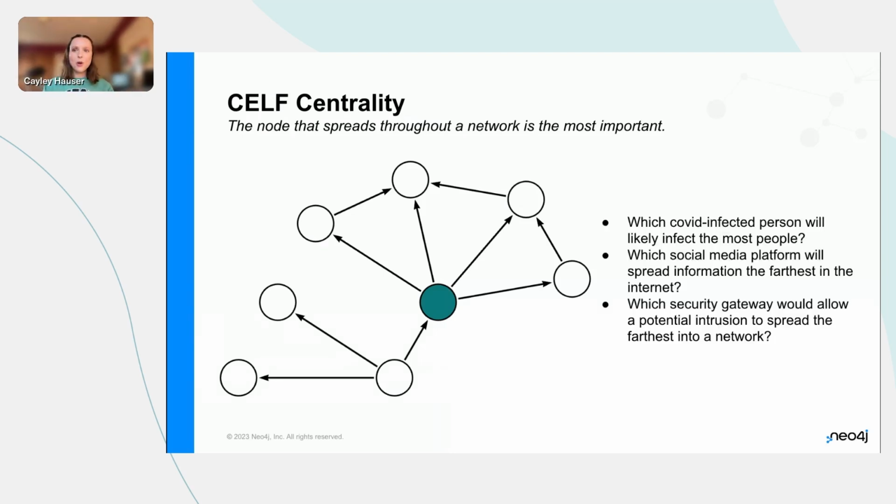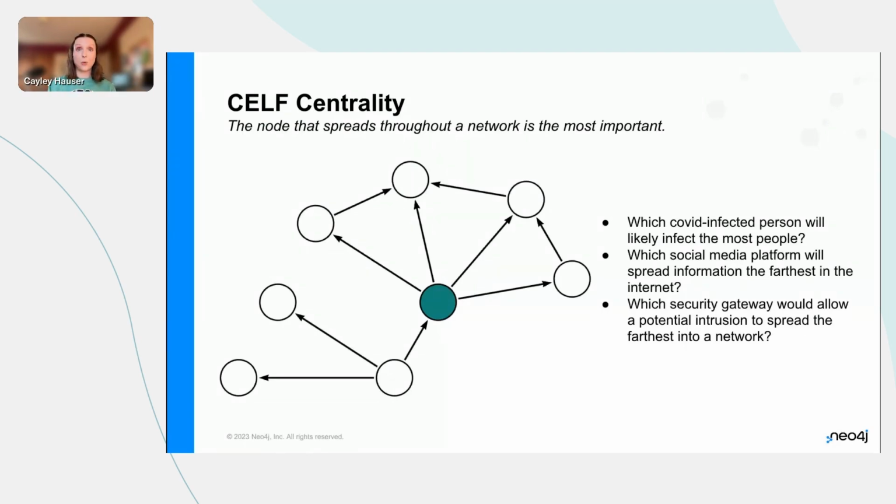So going back to COVID, what COVID infected person would likely infect the most people? So again, in this picture, if that center node became infected, it has a lot of outgoing relationships to potentially spread that infection to other nodes. Or kind of like closeness, maybe not exactly, because this is a bit more specific. Which social media platform will spread information the farthest in the internet? So again, if you want something to go from one node and spread to the other nodes, or if you don't want that, you can use this algorithm to figure out where those points are in your graph that's the most likely to happen.